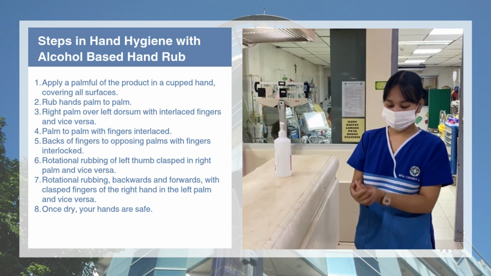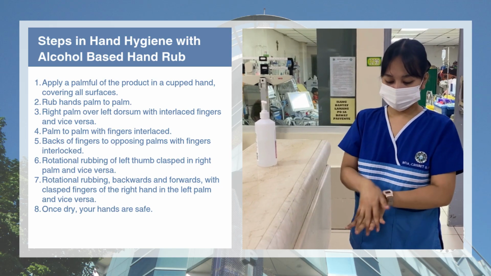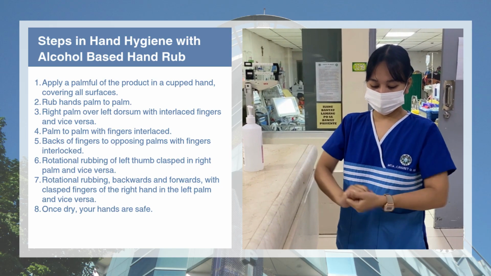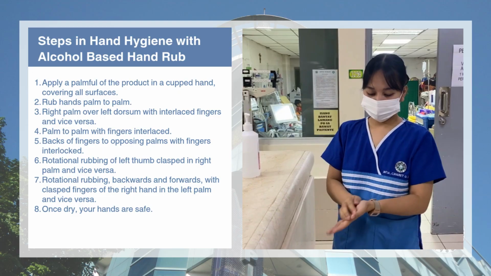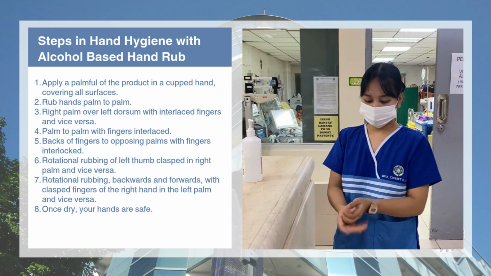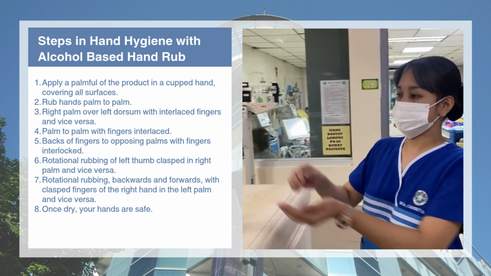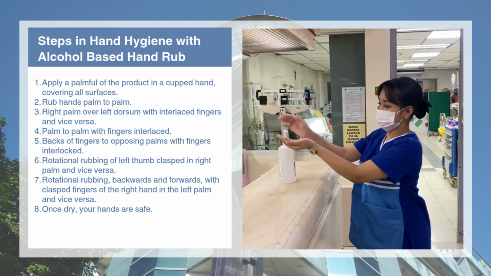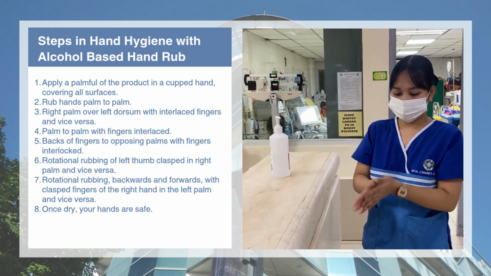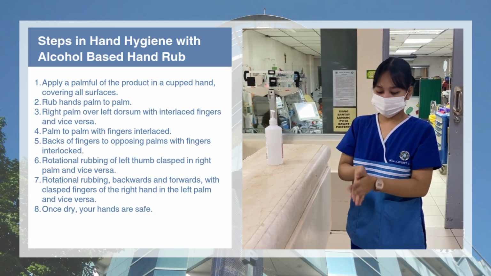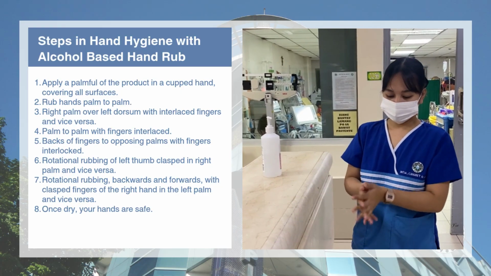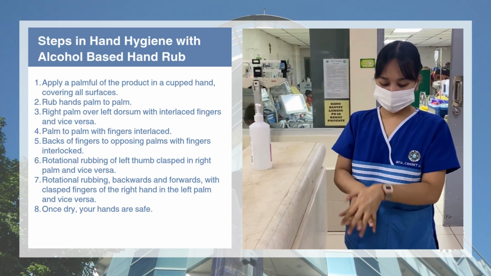Rub hands palm to palm. Right palm over left dorsum with interlaced fingers and vice versa. Palm to palm with fingers interlaced. Backs of fingers to opposing palms with fingers interlocked. Rotational rubbing of left thumb clasped in right palm and vice versa. Rotational rubbing, backwards and forwards with clasped fingers of the right hand in the left palm and vice versa. Once dry, your hands are safe.